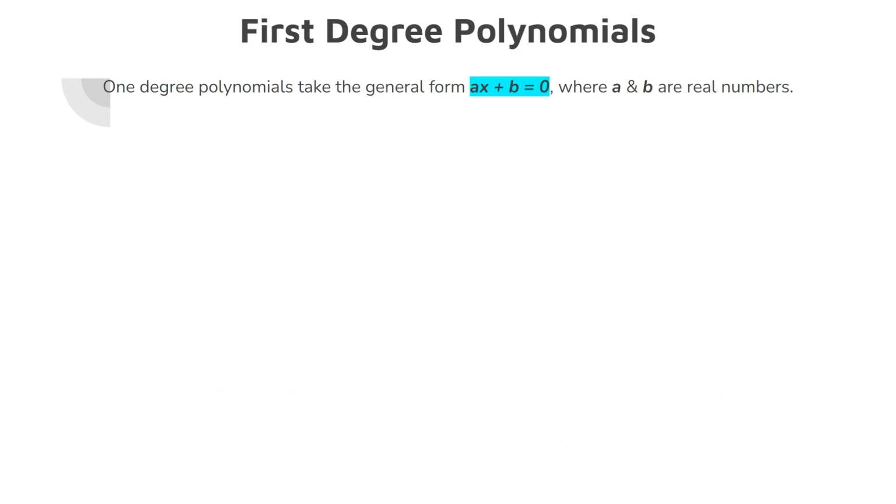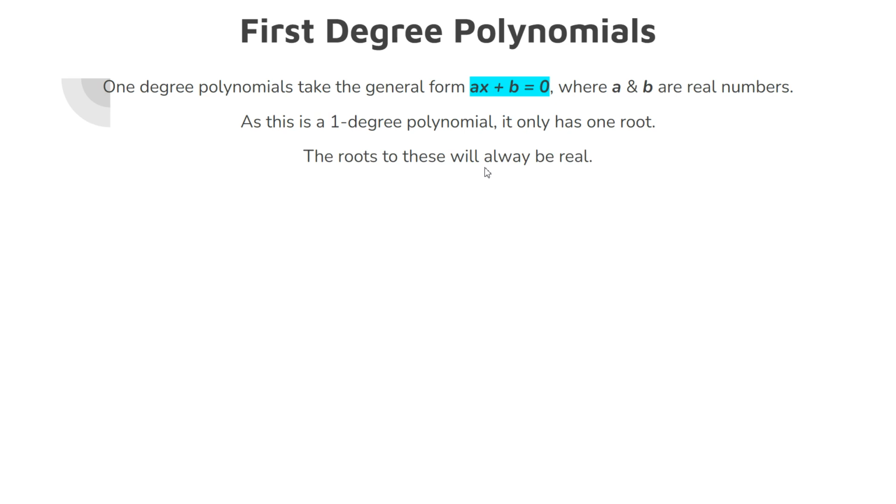So first degree polynomials take the form ax plus b equals 0. The reason why it's first degree is because the variable x's highest degree is 1. a and b are real numbers. Side note, the polynomial itself is just the ax plus b. To find the roots, you would set it equal to 0. And as this is a first degree polynomial, it only has one root. And the root of these will always be real.